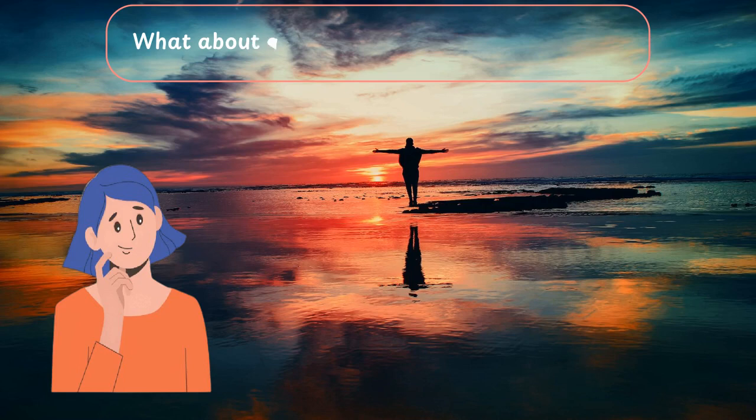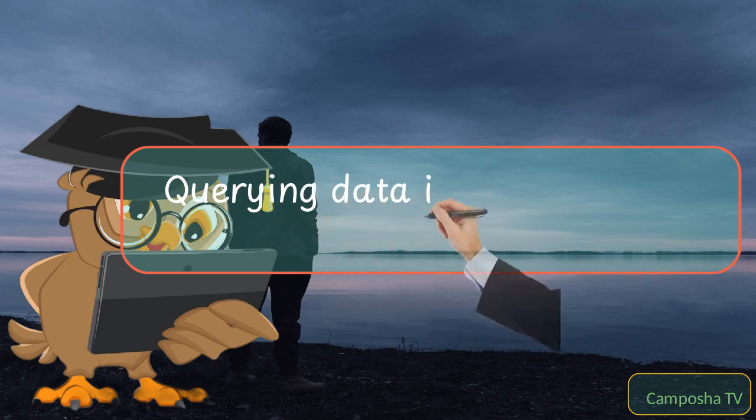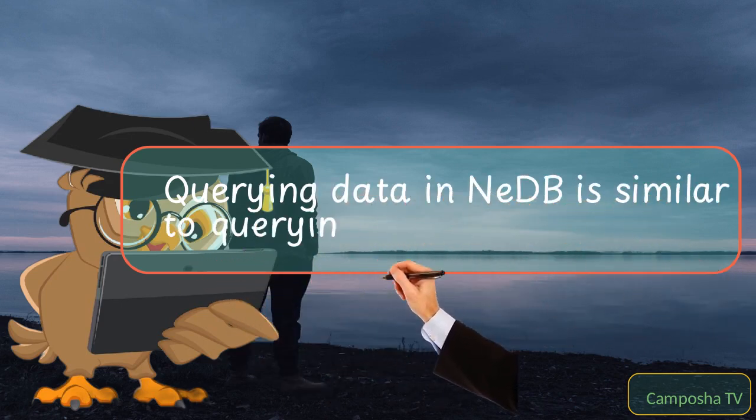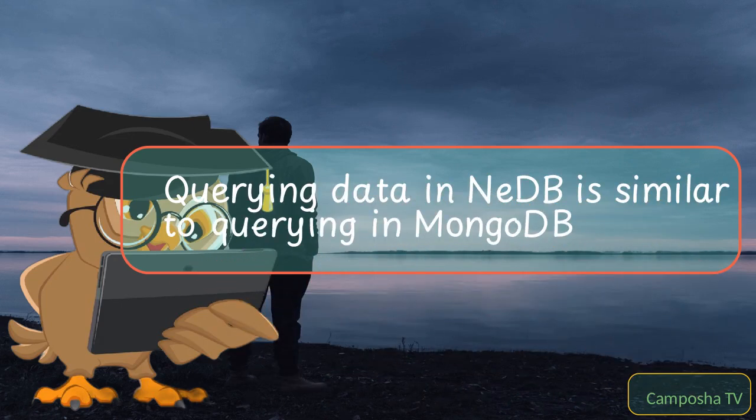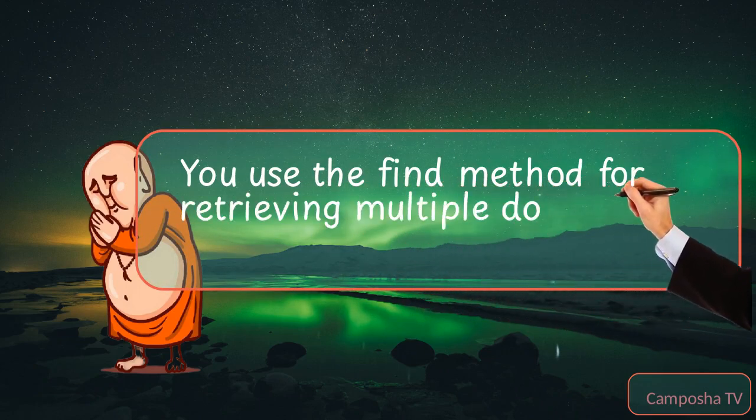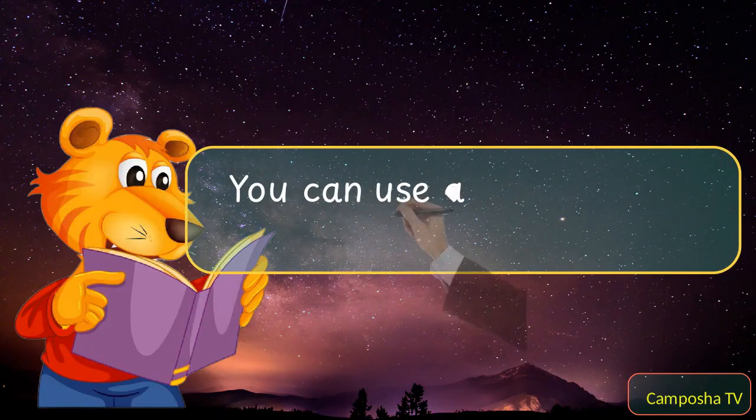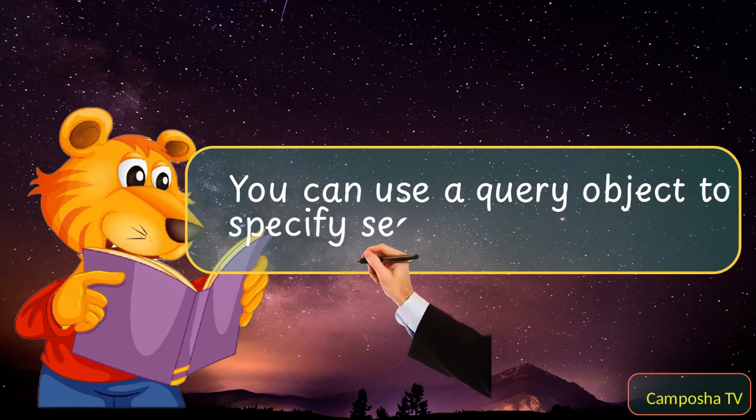What about querying data? How is that done? Querying data in NeDB is similar to querying in MongoDB. You use the find method for retrieving multiple documents or find one for a single document. You can use a query object to specify search criteria.